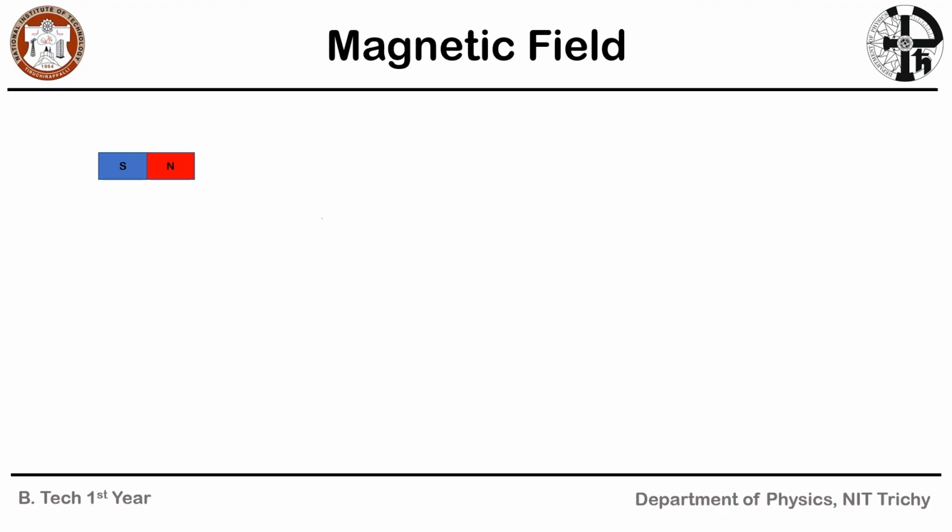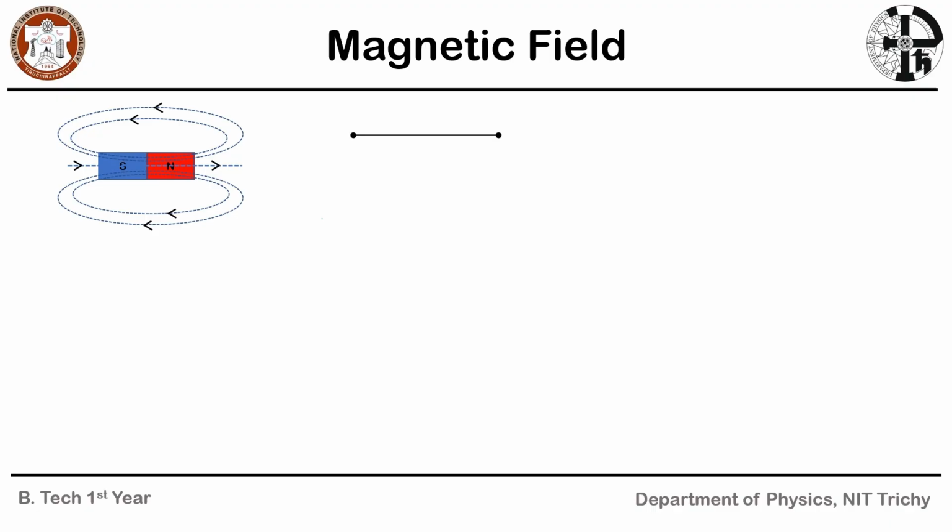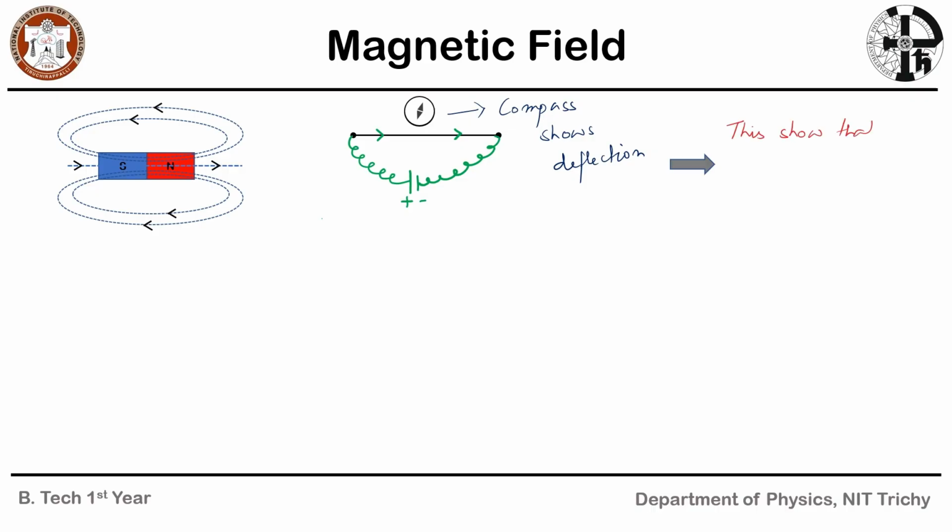In a bar magnet, the magnetic field lines look like this. Outside the magnet, it points from north to south, and inside the magnet, it points from south to north. Consider a wire, and we are placing a compass box near to it. It will not show any deflection. Suppose we connect an external battery and the current flows through it, the compass shows a deflection. This shows that a current carrying conductor produces a magnetic field.